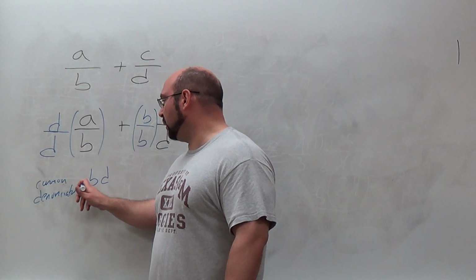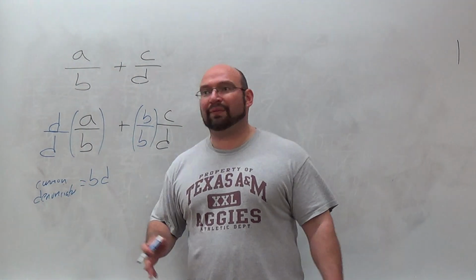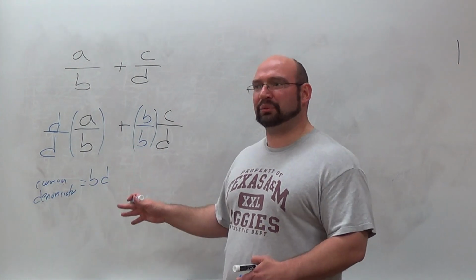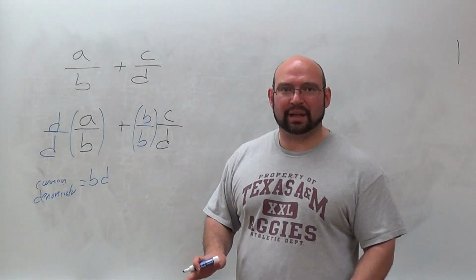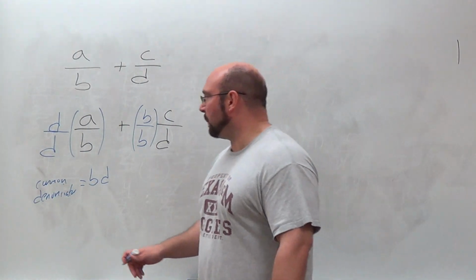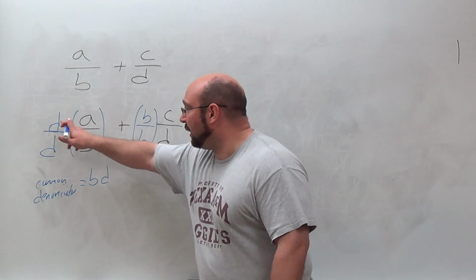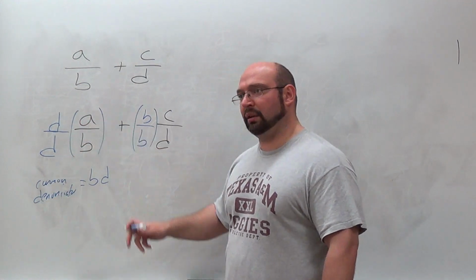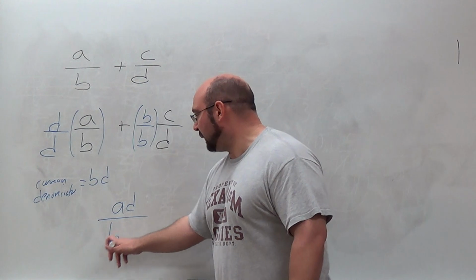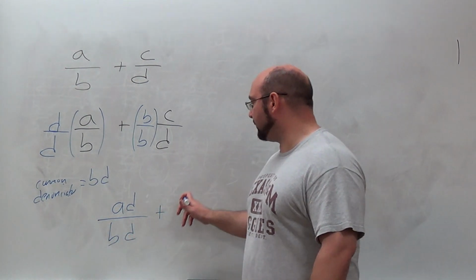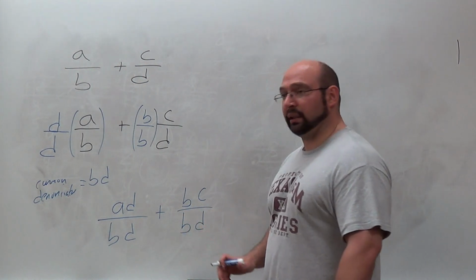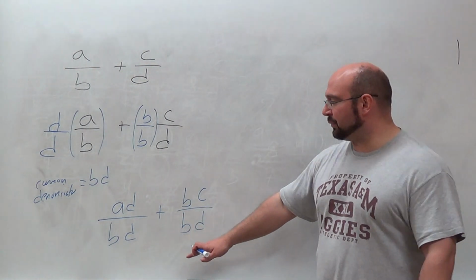Now you're saying, well, hold on. Is that the lowest common denominator? I've heard that term. Well, no, not necessarily. Not doing it this way. All right? We'll get to that in a second. Right now, we're just going to get common denominators. Okay, so A times, or D times A, AD over BD plus BC over BD.